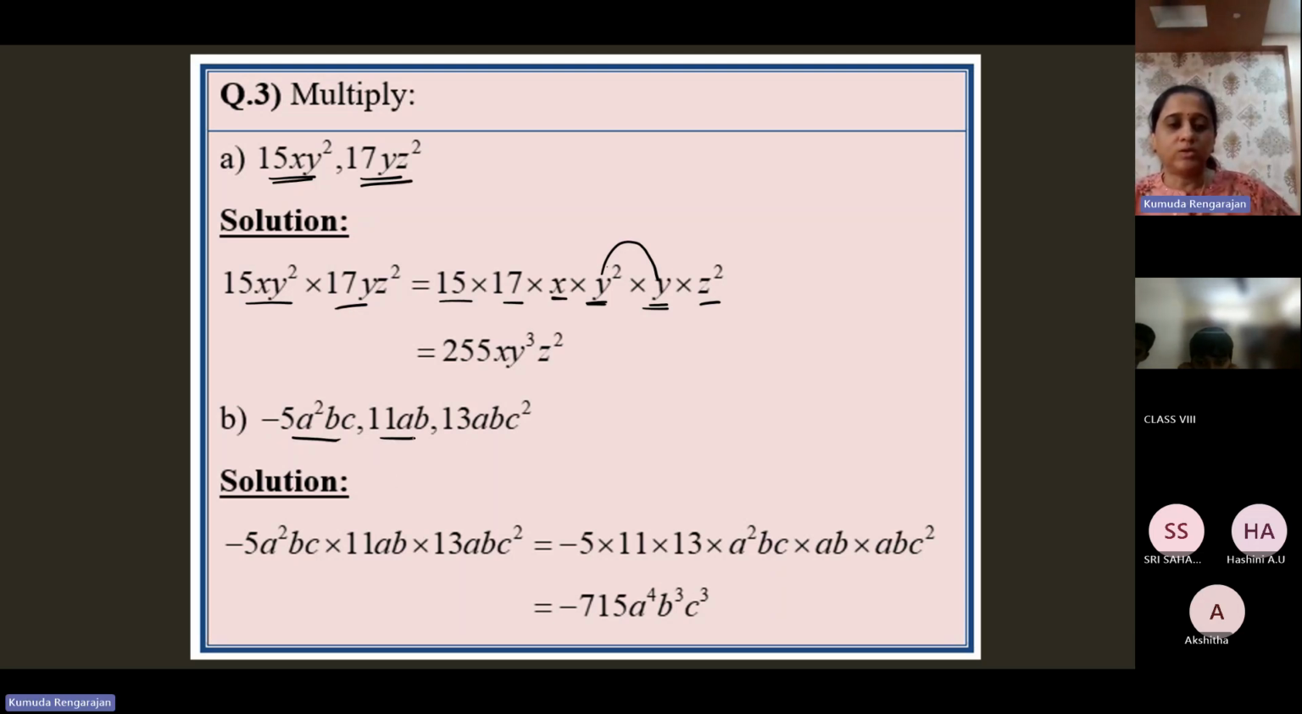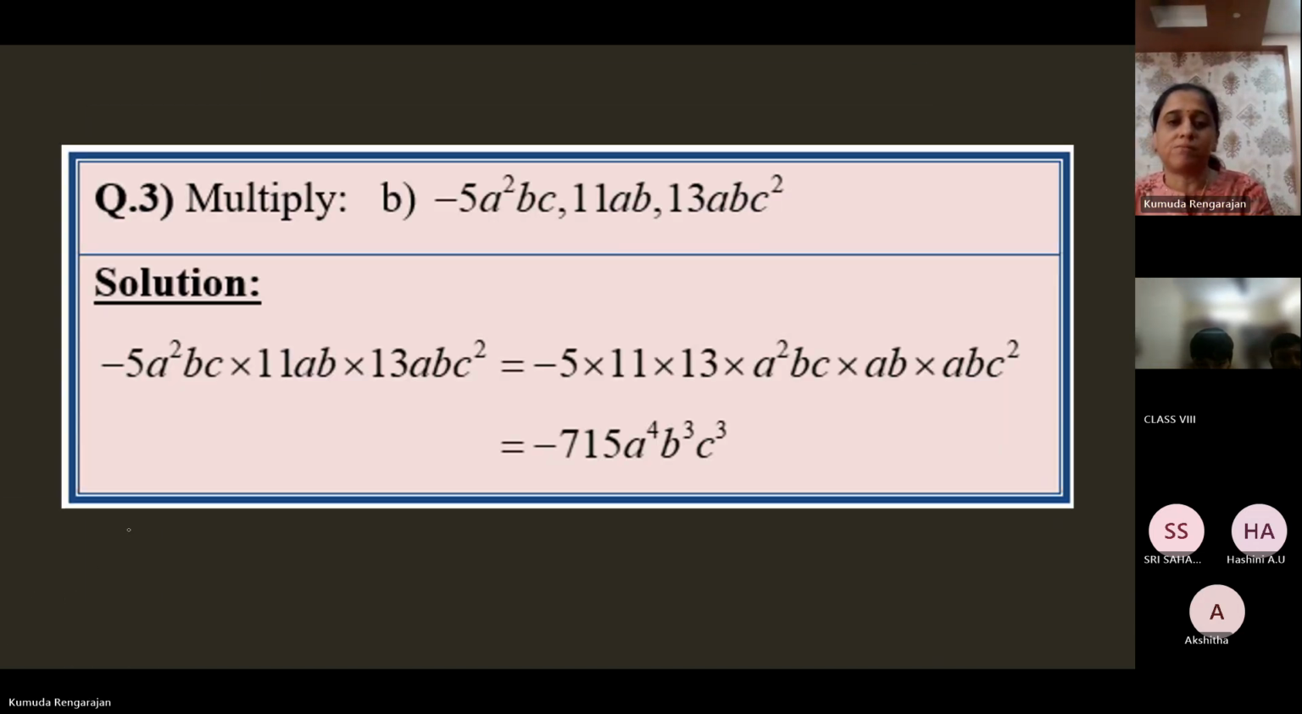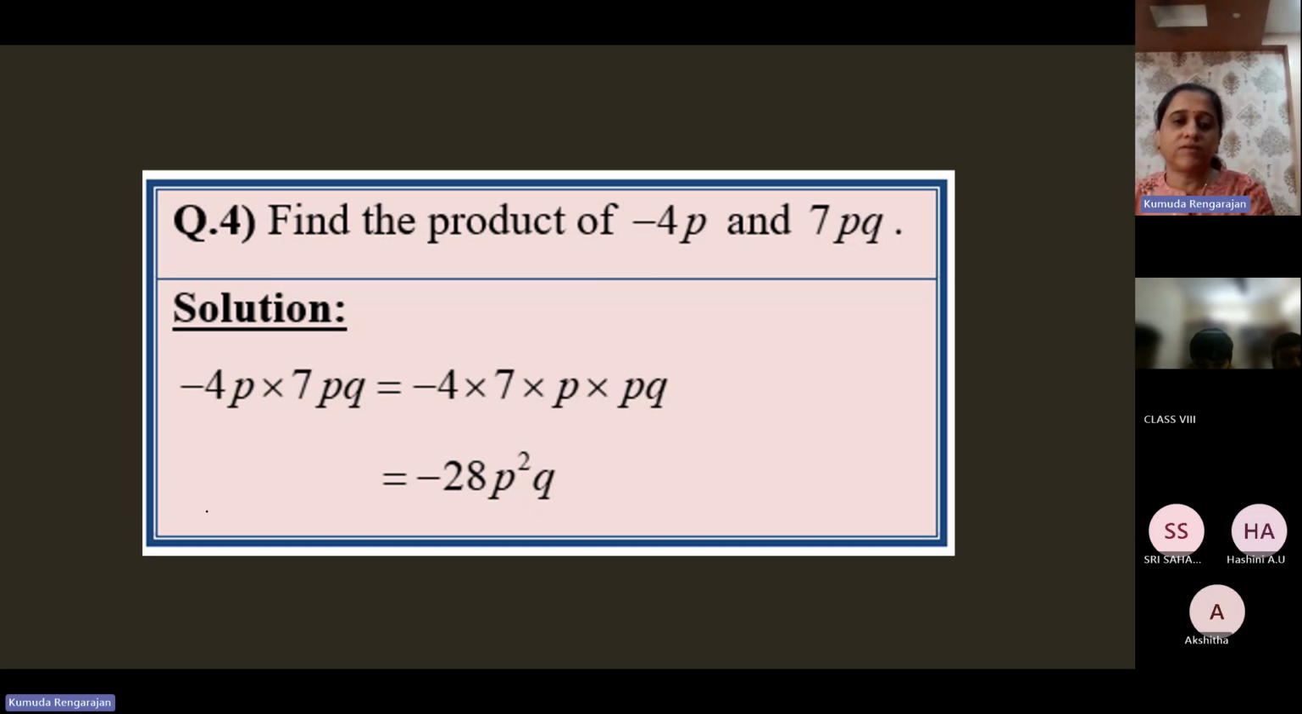Same thing here, 1, 2, 3 terms. They are monomials. We'll have to multiply these 3 monomials. And while multiplying the variables, you'll have to use the law of exponents. When bases are same and it's multiplication, add the powers. So a squared into a, b into b into b, c into c squared. You'll have to add the powers. Again, find the product.